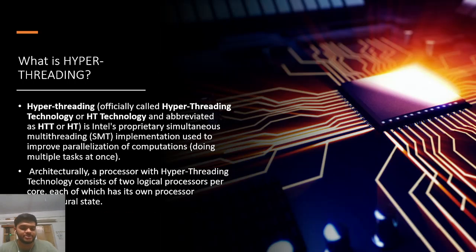What is hyperthreading? Hyperthreading, officially called hyperthreading technology or HT technology, is Intel's simultaneous multithreading implementation used to improve parallelization of computing, which is doing multiple tasks at once. Architecturally, a processor with hyperthreading technology consists of two logical processors per core, each of which has its own processor architecture state.